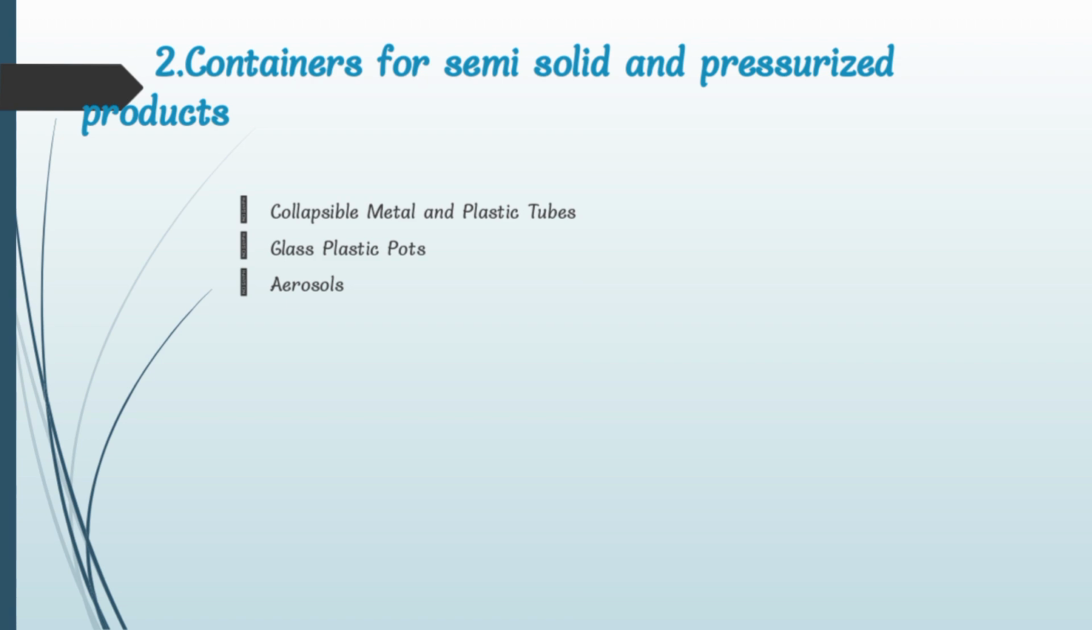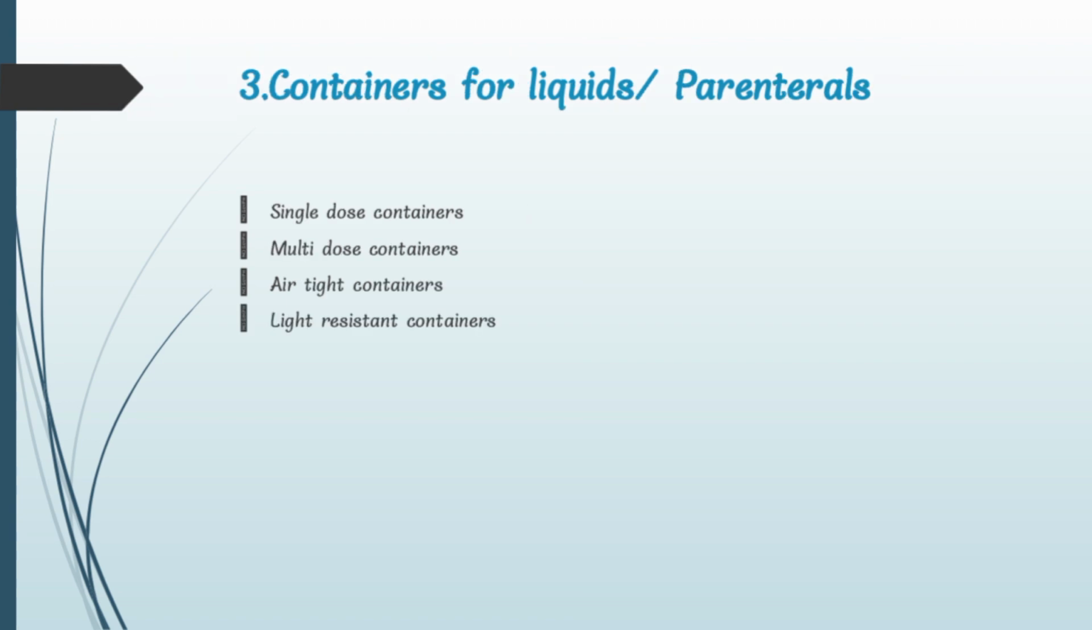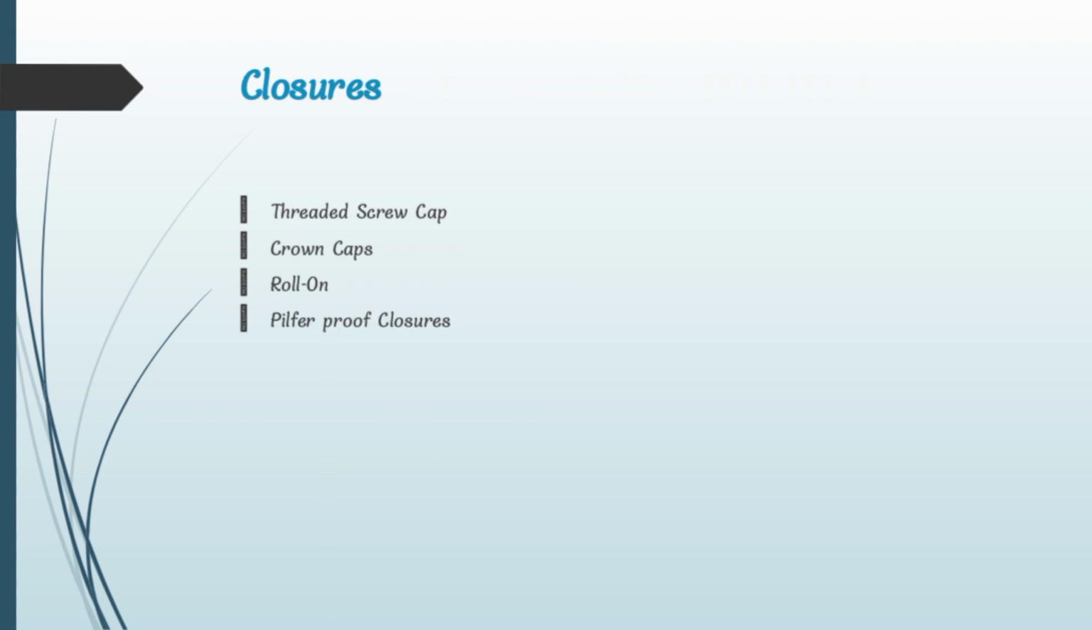Containers for the semi-solids and pressurized products: collapsible metal and plastic tubes, glass, plastic pots and aerosols. Containers for liquids or parenterals: single dose containers, multi-dose containers, airtight containers and light resistant containers. Closures are threaded screw caps, crown caps, roll-on and pilfer proof closures.